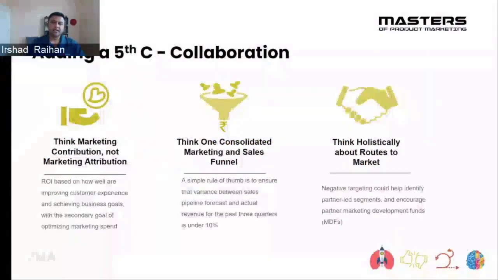All right, let's end with a fifth C. So we did talk about the 4 C's, as you see at the bottom right of your screen here. But there is a fifth C, and this one is collaboration. This is something, again, that could be a topic unto itself, but I'll touch upon 3 areas where we think collaboration could be a really important tool as it relates to the way that product marketers execute on a daily basis. The first one is, as we said before, think marketing contribution, not marketing attribution.